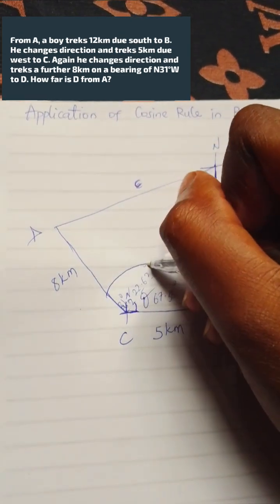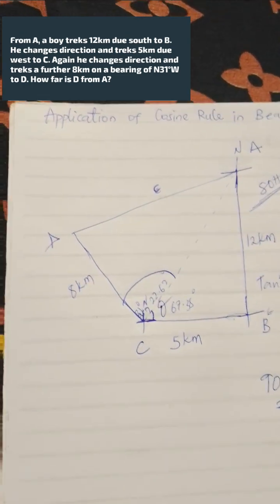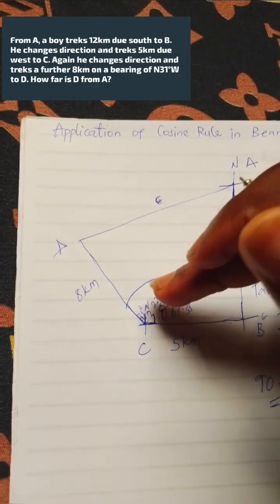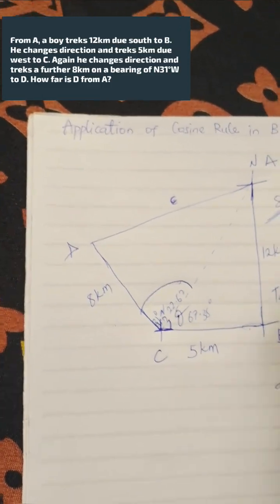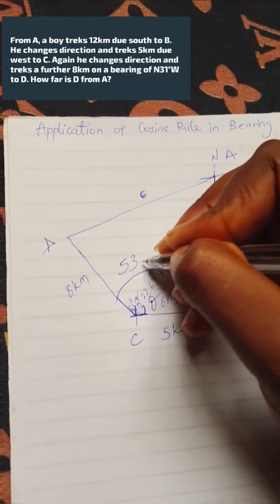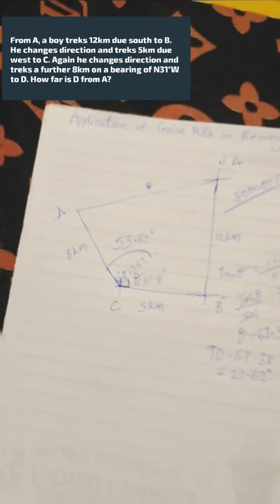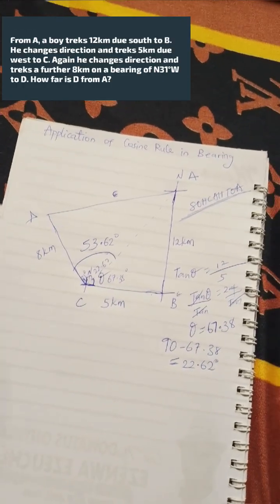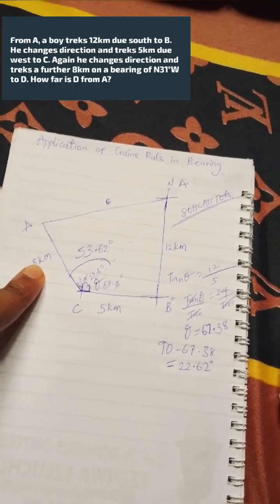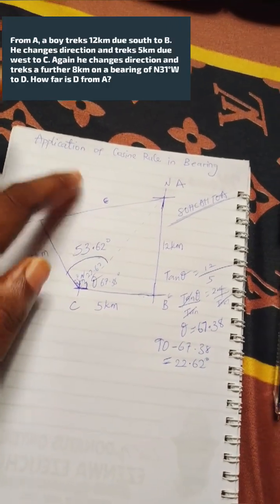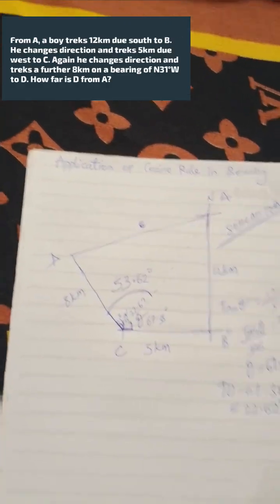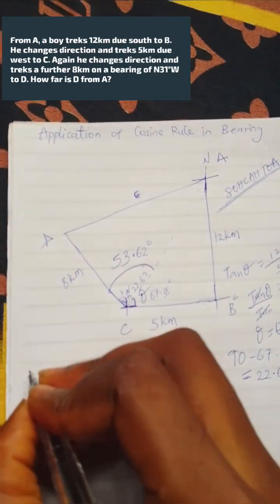So if I add these two together, 31 degrees is here, remember. So 31 plus 22.62, I'm going to be getting 53.62 degrees. So that's the angle there. So now, since we've gotten the angle there, and we've gotten that this side here is 8 kilometers, and we are looking for this side, and remember the cosine rule.